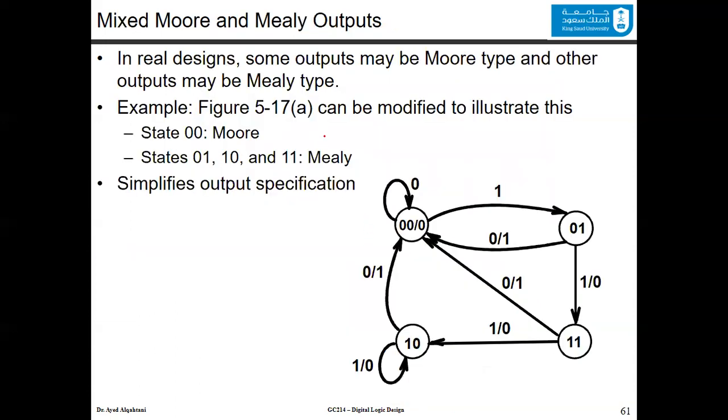This is a mix of Moore and Mealy, as you can see here. This state has the output on it. Those don't have anything. Some of the arcs here have ones, so they are probably Mealy, but you find some other arcs don't. So this is neither Mealy nor Moore.